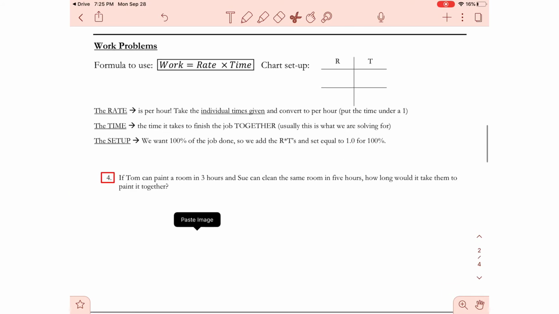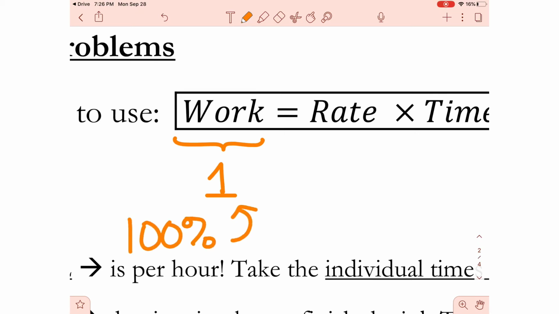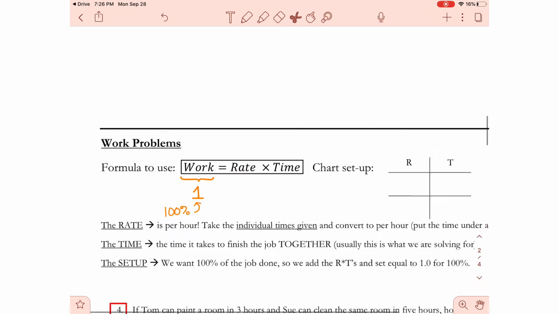I'm going to copy this chart. Here's the chart that I like to use for this kind of problem. Rate and time. All right, couple things to note. The work is always going to equal 1, because what that means is I want 100% of the job done. 100% written as a decimal is 1. So that is what I'm always going to put in for the job or the work.